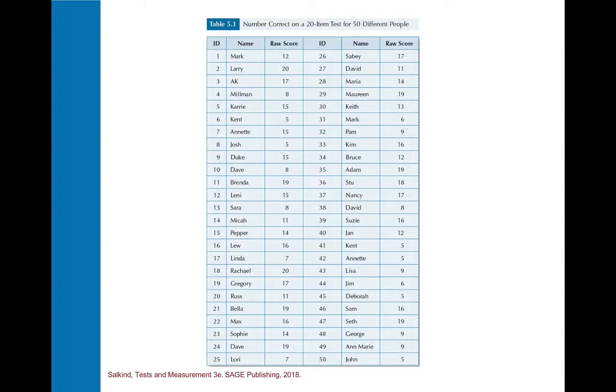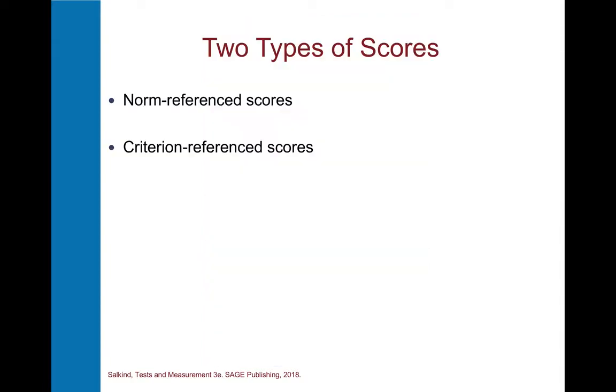So take a look at this example in Table 5.1. We can see that Stu, who is right here, with ID number 36 got a raw score of 18, and Lori with an ID of 25, right here at the bottom, got a raw score of 7. We know that there are 20 items on the test, but we don't know a whole lot more. This is a big disadvantage because in some instances, a low score may be better, but in other instances, a high score may be better. So you need to transform those scores to make sense of them.